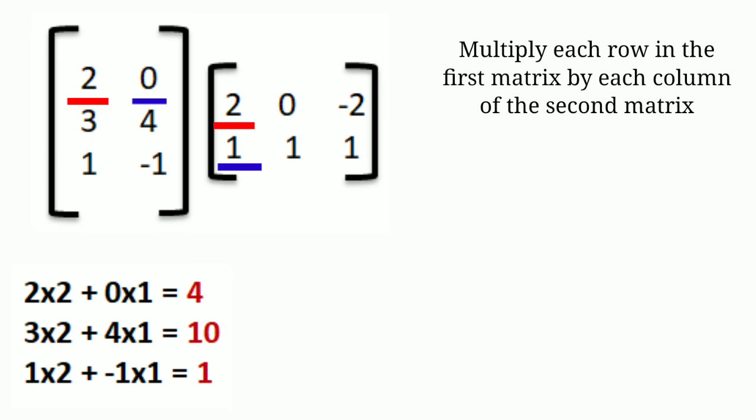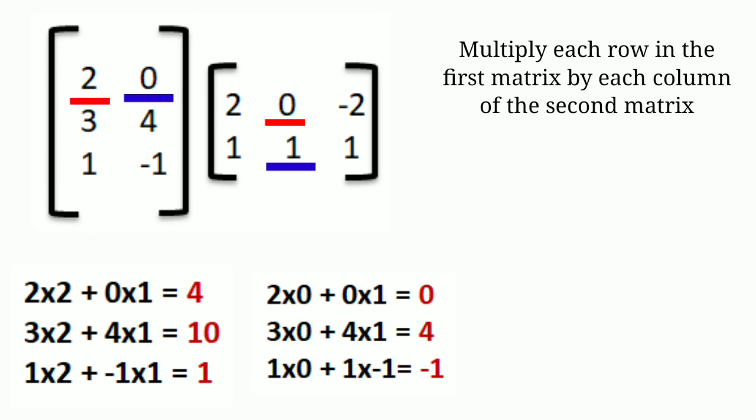So 2 times 2 plus 0 times 1 is equal to 4. 3 times 2 plus 4 times 1 is equal to 10. And 1 times 2 plus negative 1 times 1 is equal to 1. We will repeat the same process. 2 times 0 plus 1 times 0 is equal to 0. 3 times 0 plus 4 times 1 is equal to 4. And 1 times 0 plus 1 times negative 1 is equal to negative 1.